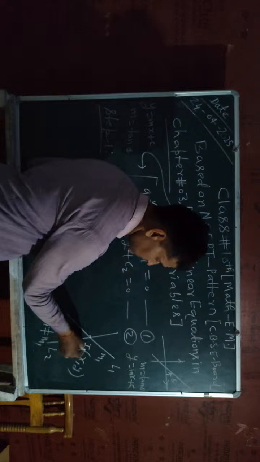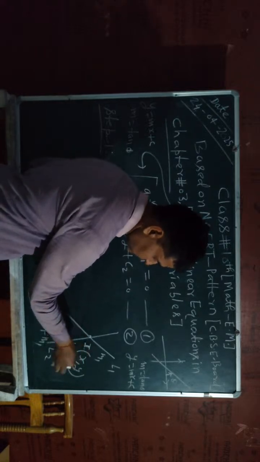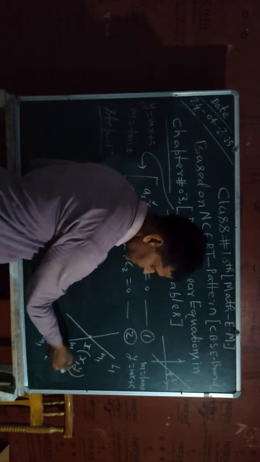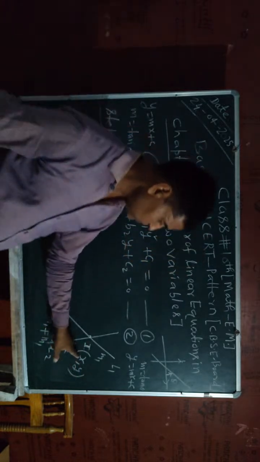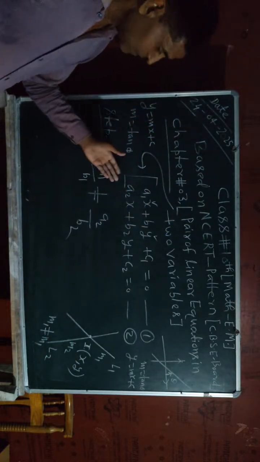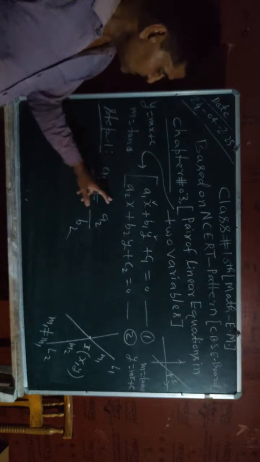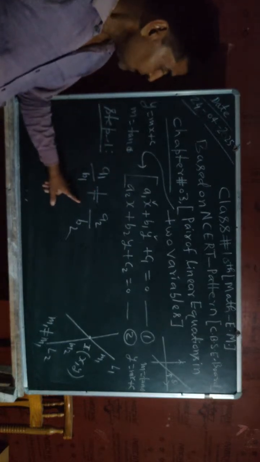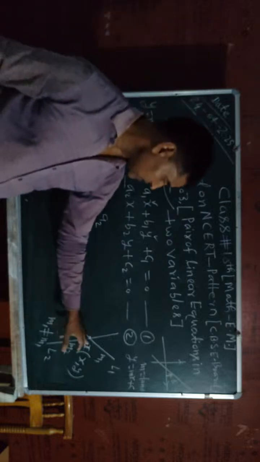So the point of intersection, that coordinate will be x comma y. So I will get a real value of x and also a real value of y. So this is the condition. This is the first step. If two lines are not parallel to each other, both lines will intersect at a certain point, and I will get its coordinate point.